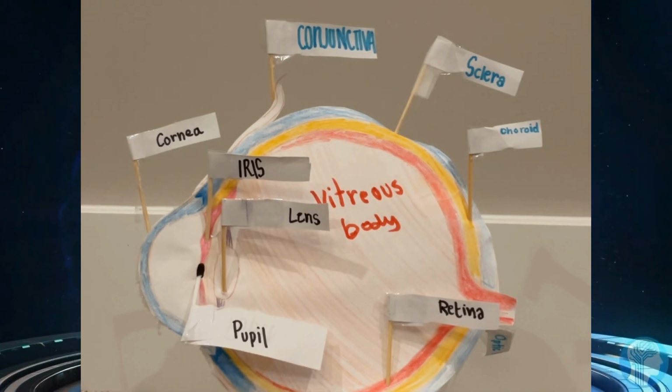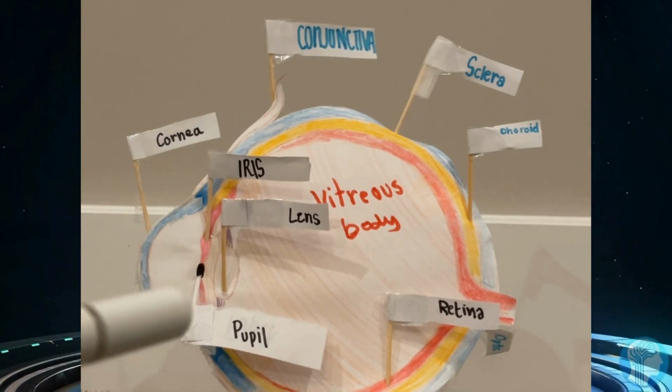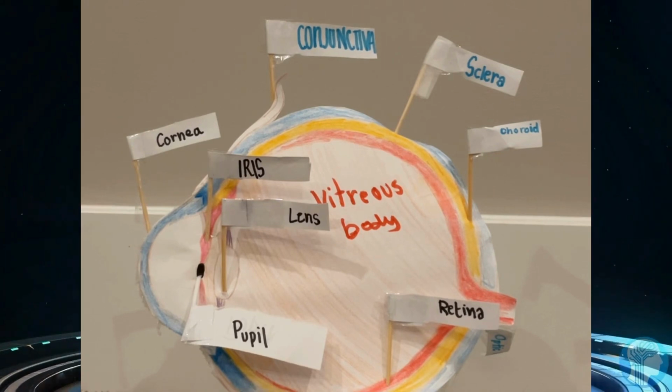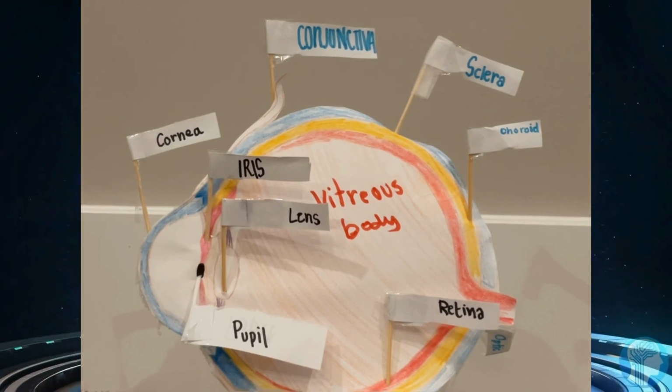Now let's talk about the iris, which is here. So the iris is a circular diaphragm with a central hole called a pupil, which is on this model right here. The iris has a circular and radial muscle to change the size of the pupil as per intensity of the light. So the iris works like an aperture in a camera.